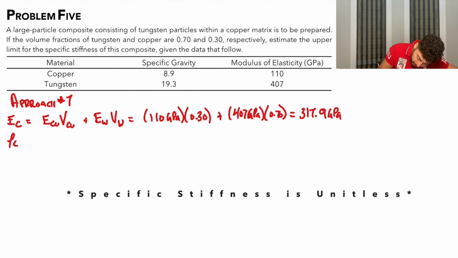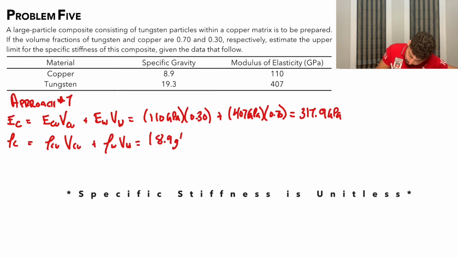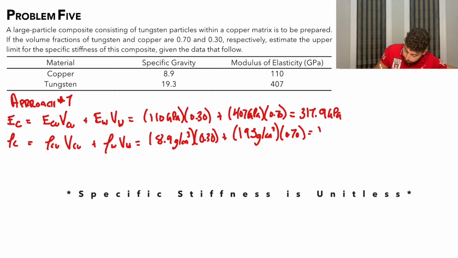Now let's calculate the density of the composite. That's going to be equal to density of copper times the volume fraction of copper plus the density of tungsten times the volume fraction of tungsten. And that's going to be 8.9 grams per centimeters cubed times 0.3 plus 19.3 grams per centimeters cubed times 0.7, and that's going to equal 16.18 grams per centimeters cubed.